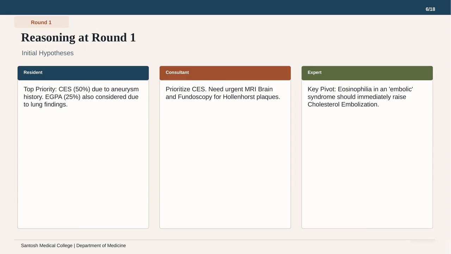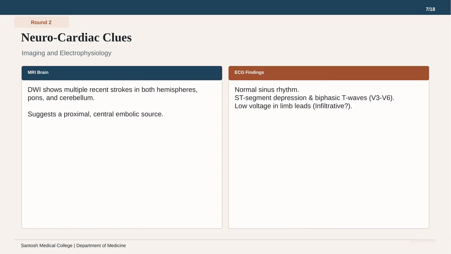Let us move forward to see what the neurological and cardiac workups reveal. We now have advanced imaging and electrophysiology results displayed on the screen. Looking at the dark blue box on the left, the diffusion-weighted MRI shows multiple recent strokes scattered across both cerebral hemispheres, the pons, and the cerebellum. This widespread distribution strongly suggests a proximal central embolic source rather than isolated vessel disease.